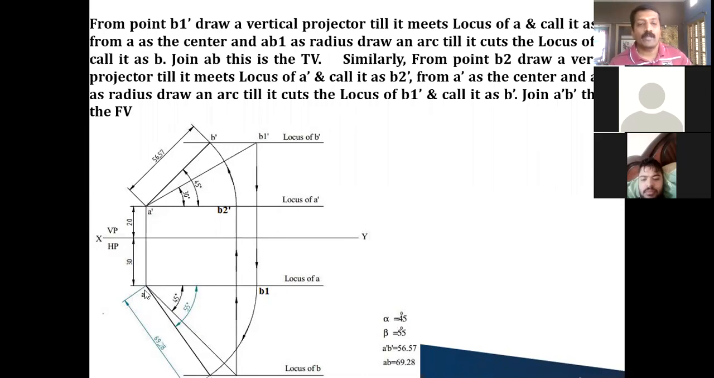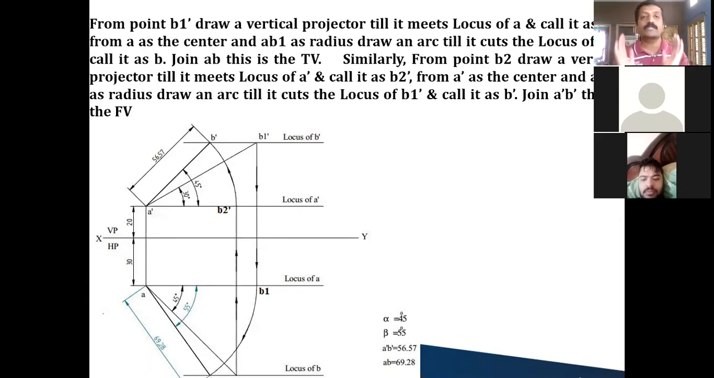Similarly, the other apparent length, that is the top view length AB, you are getting 69.28. That is your answer you have to write. And also the apparent inclinations, you have to measure with the help of your protractor. See, from here to here you have to measure the angle. It is coming 45 degrees, and from the top view to your horizontal line, the inclination is coming 55. So like this you have to measure at the end and write all the answers.